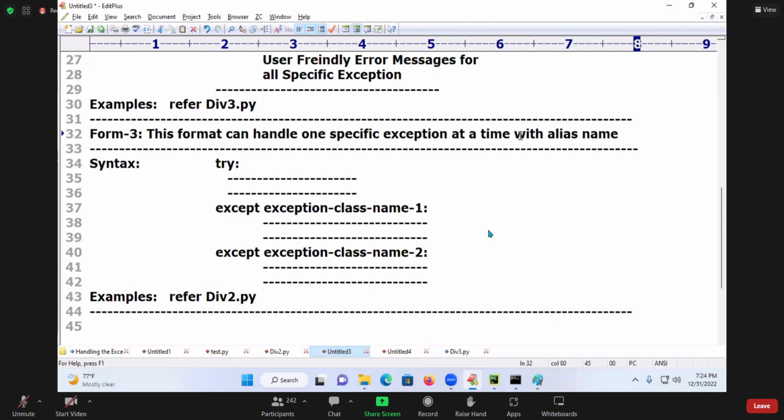What is this part? This format can handle the specific exception, at a time, with alias name.